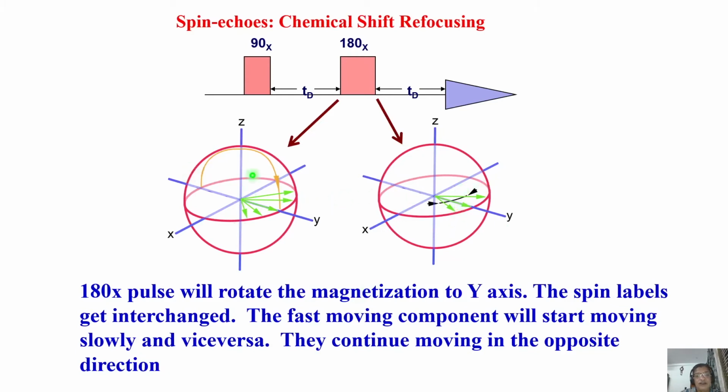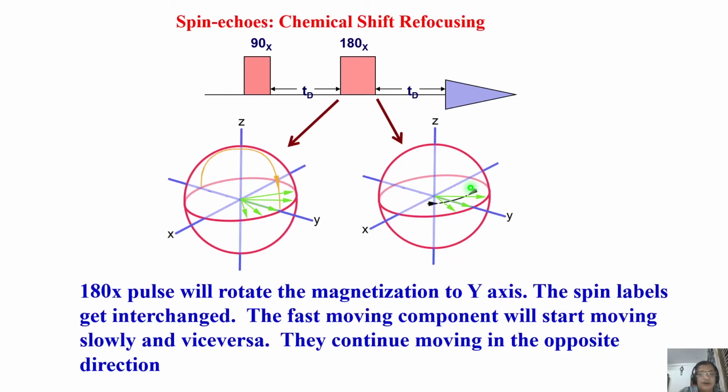So when you put it like this, by a 180-degree pulse, when you change this completely, invert it like this, the fast moving component starts moving slowly, and the slow moving component starts moving faster, because they continue to move in the opposite direction now. The one which was going like this will continue to move in the same direction. Now with respect to this axis, the fast moving will be moving slowly and the slow moving component will start moving fast. They continue to move in the opposite direction.